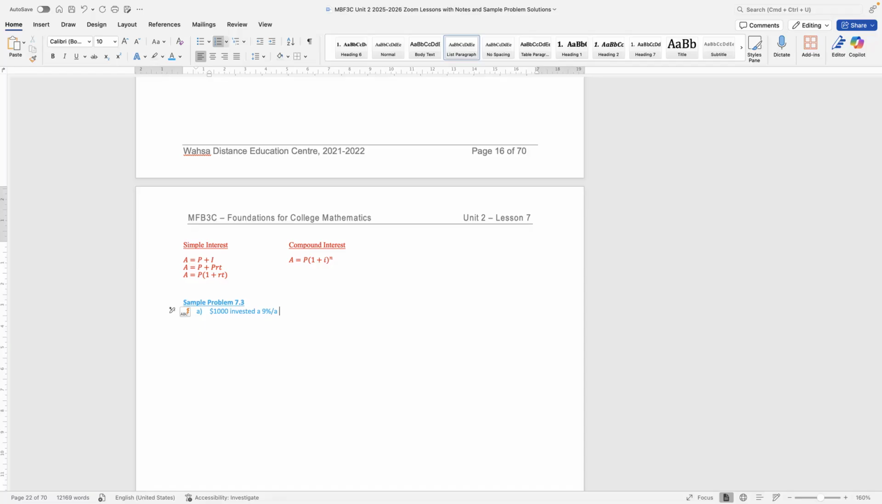And what we want to do is see how much money would be in the account at the end of each period. So graph how much would be in the account using simple interest.